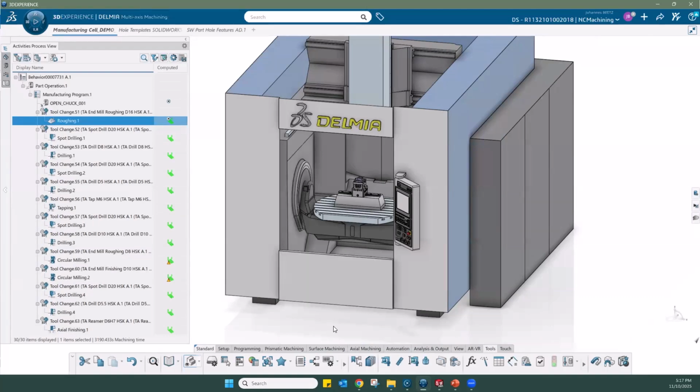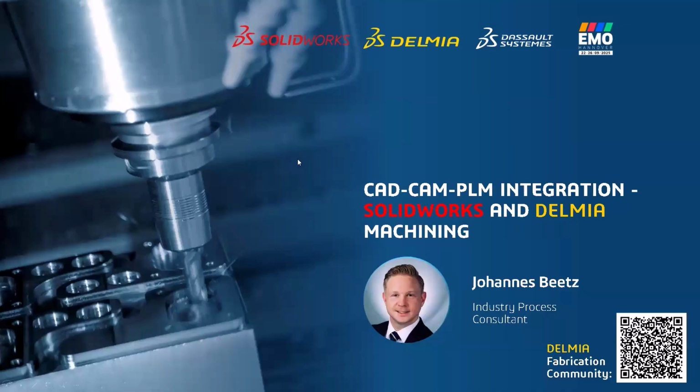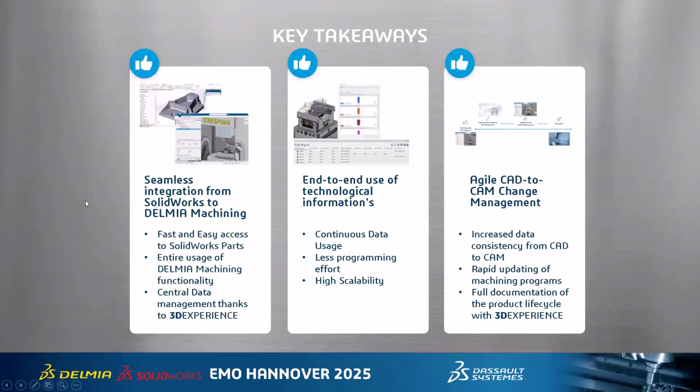This was the live demo part of this presentation. Now I will go back to the key takeaways. What have we seen before? At first, the seamless integration from SolidWorks to DELMIA machining, how fast and easy it is to come to an NC machining process from a native SolidWorks part. You can use the entire DELMIA machining functionality, and at the end, thanks to 3D Experience, you have product management and resource management on one platform.